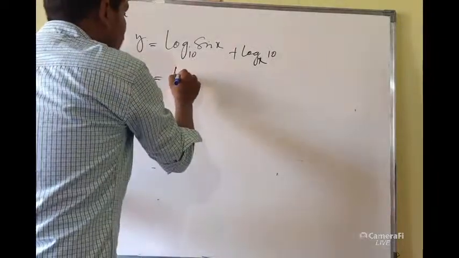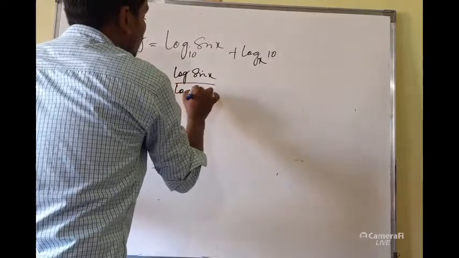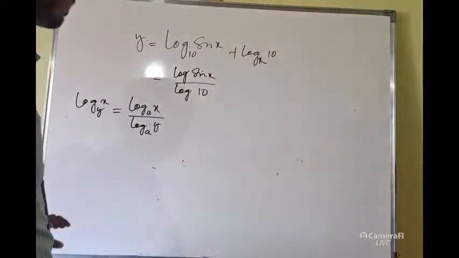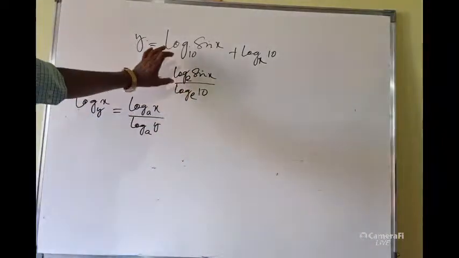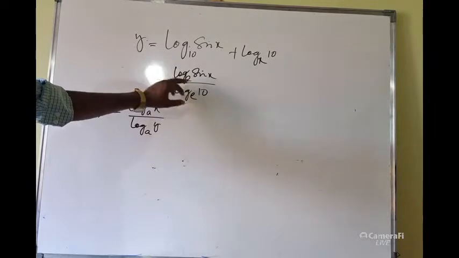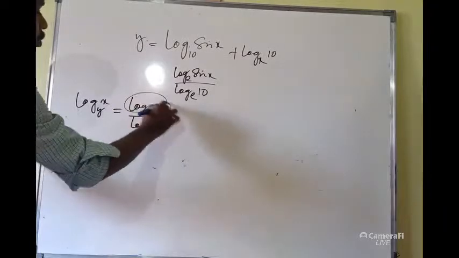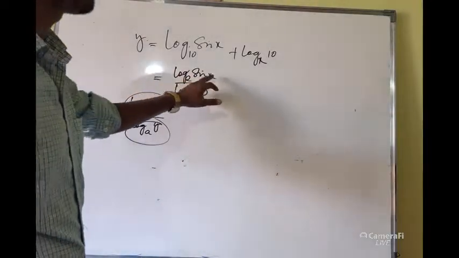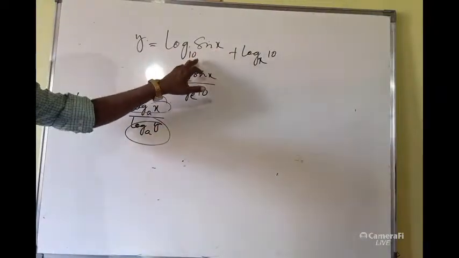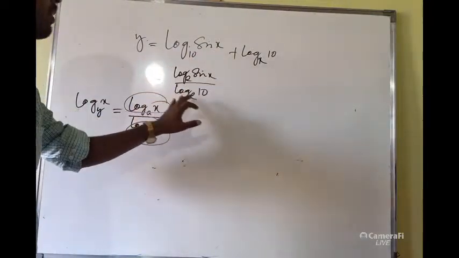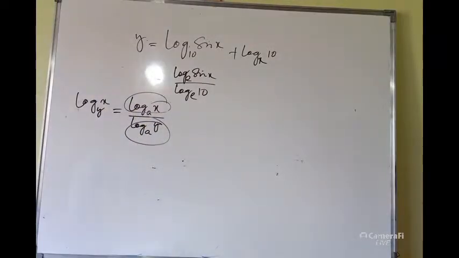Now this can be written as log sin x by log 10, and here the base is the same in the two terms. Similarly, here log sin x base c and log 10 base c. We can write log sin x base 10 as log sin x base c divided by log 10 base c. Any doubt?